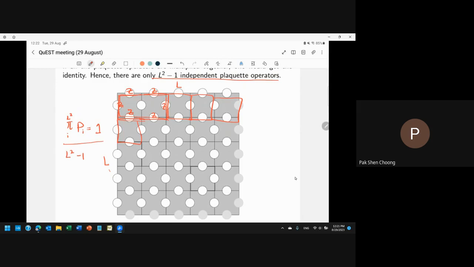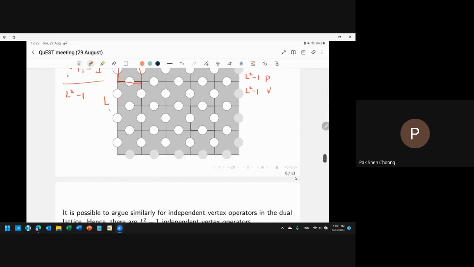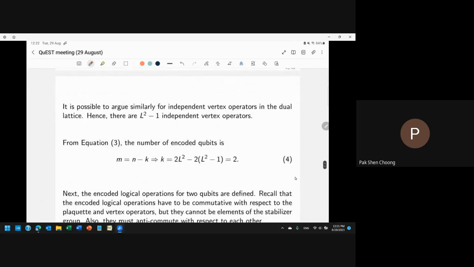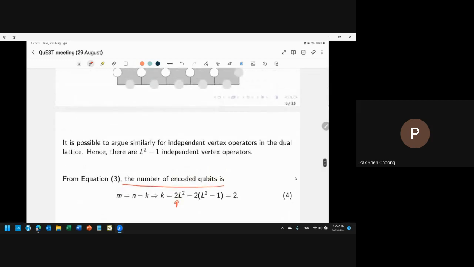For the vertex operators, it's the same thing, but now instead of studying in the primal lattice, we can study in the dual lattice, and we get the same argument again, right? So in total, we have L squared minus 1 plaquette operators, and L squared minus 1 vertex operators. Then we can proceed to calculate how many encoded qubits we have. So k equals n minus m. Wait, sorry. Your n is 2L squared.